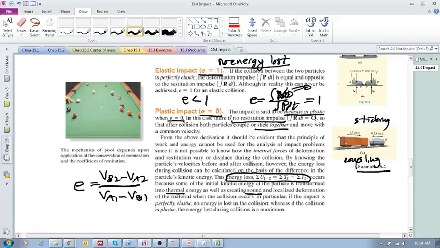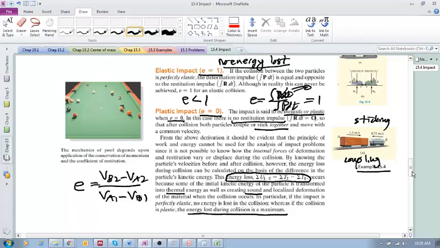We'll do an example where we actually calculate how much energy we lose. However, when E is 0, that is where we have the maximum energy lost. It doesn't mean you lose all the energy. It means it's the maximum energy that you can lose in that collision.